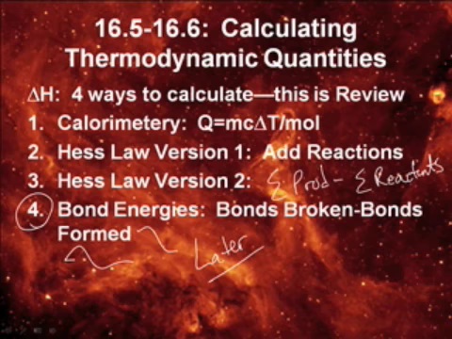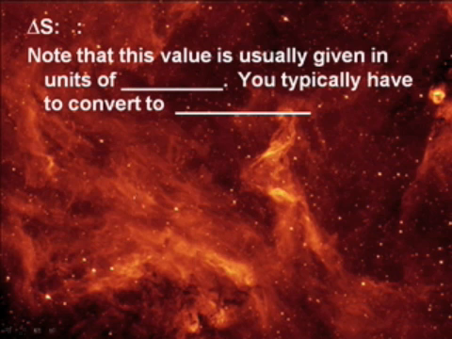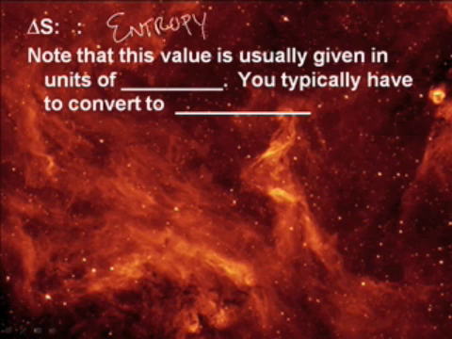But there's also 2 other thermodynamic quantities. We learned last time we have delta S, which is called entropy. That's the change in the amount of disorder in a system.